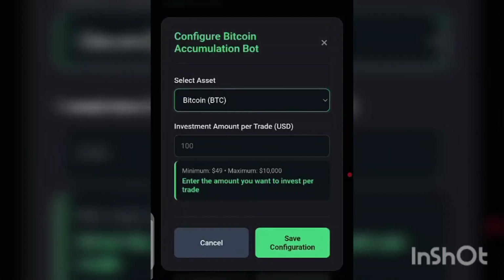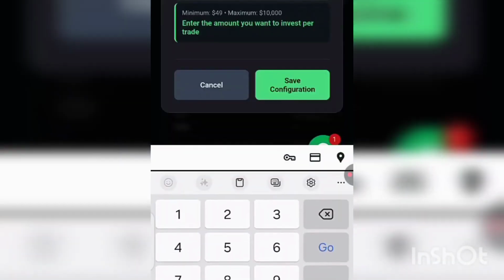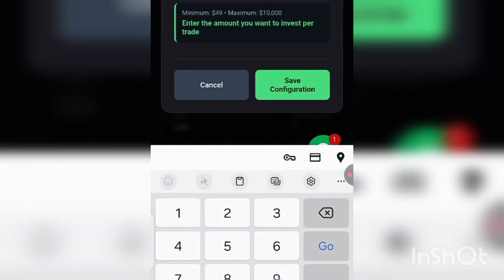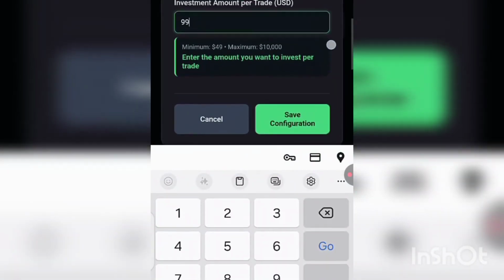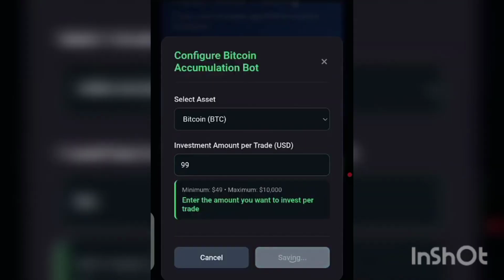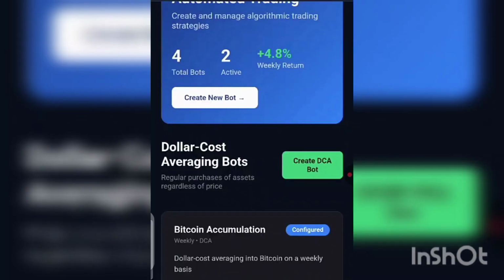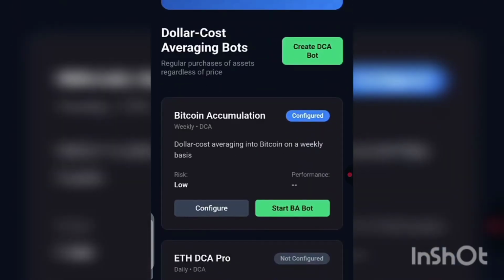Then you select Bitcoin, okay. Once you have selected Bitcoin, you put the amount. So I'm going to be inputting 100 USDT here, okay. And one good thing about this particular boot is that it doesn't trade when the market is not stable. It doesn't trade when there are waves in the market. It doesn't trade, okay. So you can see I selected 99 and I left 1 USD.